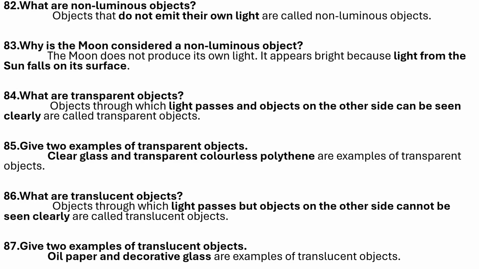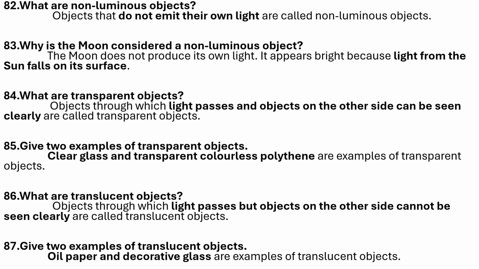What are transparent objects? Objects through which light passes and objects on the other side can be seen clearly are called transparent objects. Give two examples of transparent objects. Clear glass and transparent colorless polythene are examples of transparent objects.